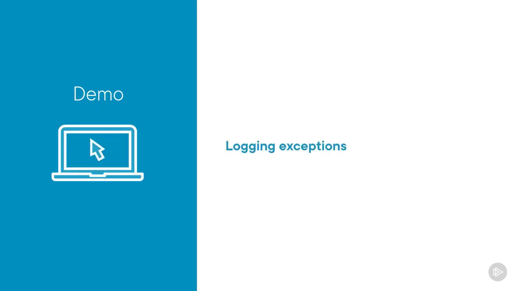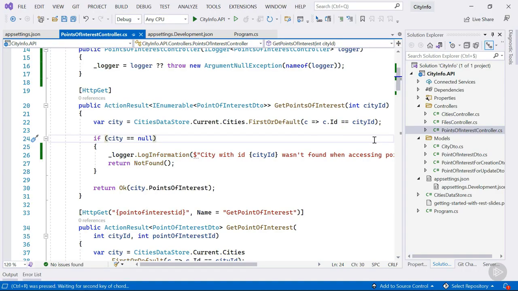Logging informational messages can help finding the cause of an error. But what we really want to log always are exceptions. For demo purposes, let's surround the piece of code we've been working with a try-catch statement.